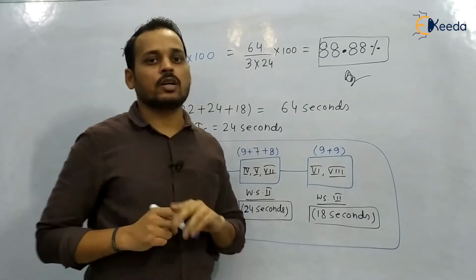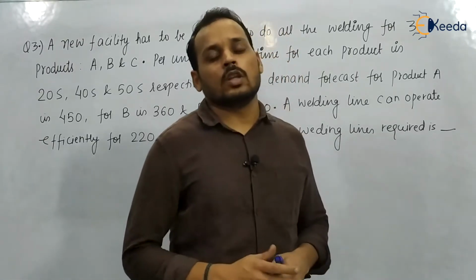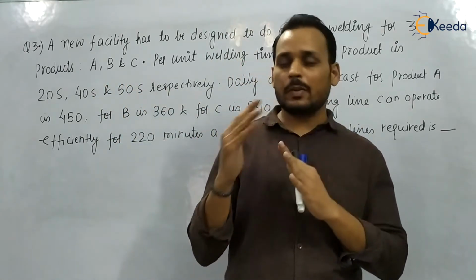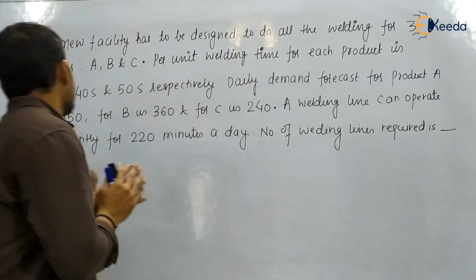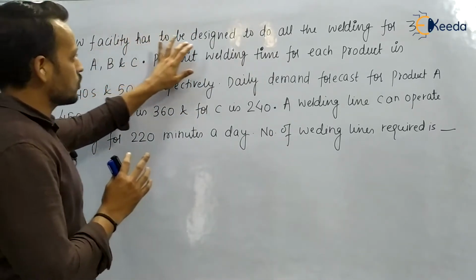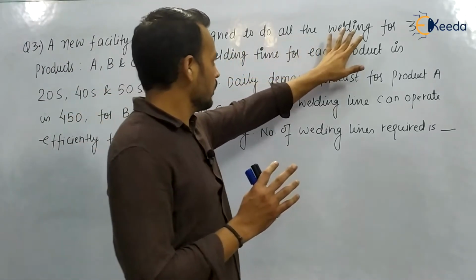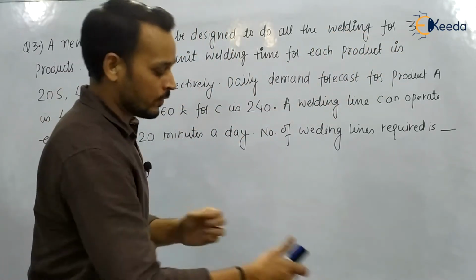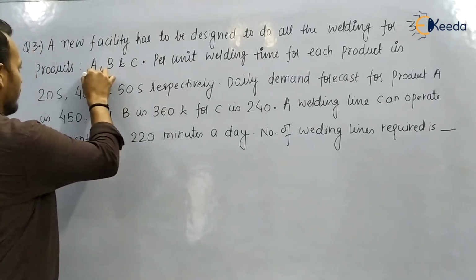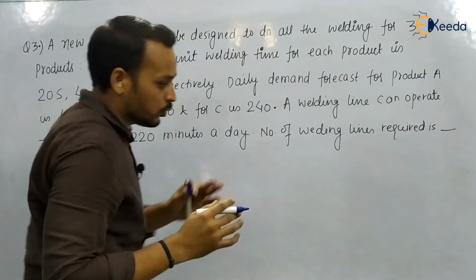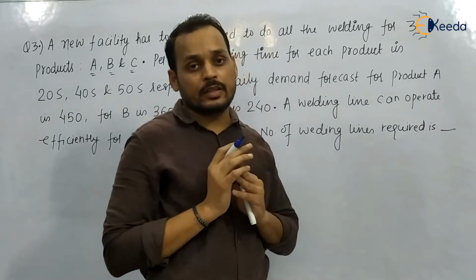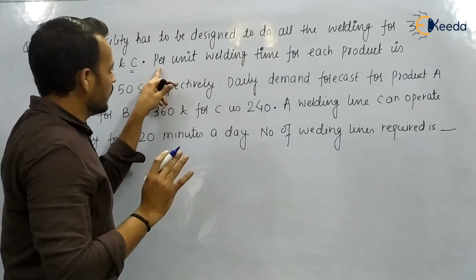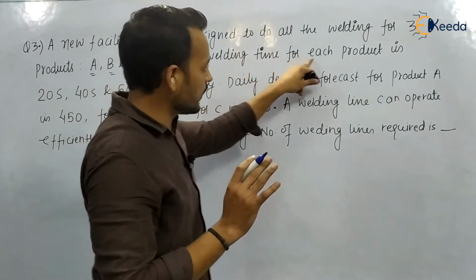Now we will take our third question. I have written the third question, so first we will read it. The question says that a new facility has to be designed for building 3 products, product A, B, and C. They have to design a new building facility so that products A, B, and C can be made. They are given the per unit welding time for each product.